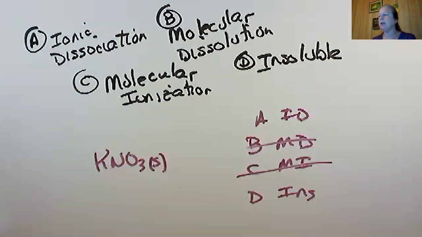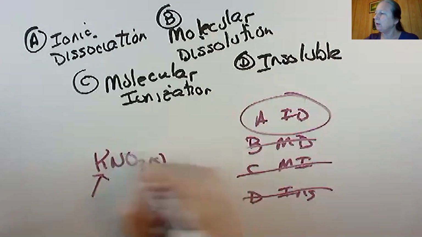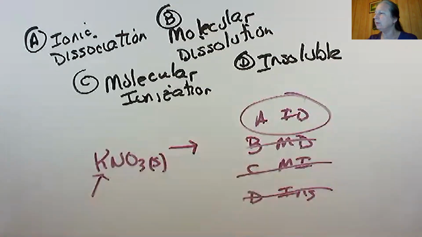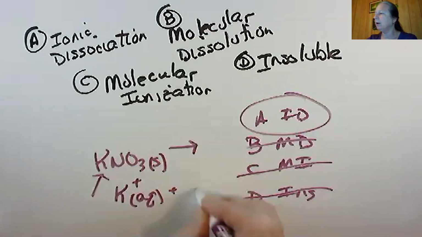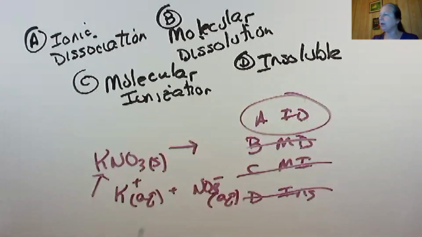Now you have two left. Is it soluble? Anything with potassium is always soluble, always. Therefore, it's an ionic dissociation. And what's our reaction? You're going to say this, and it dissociates into its ions. And you tell me that it's in water with the aqueous.